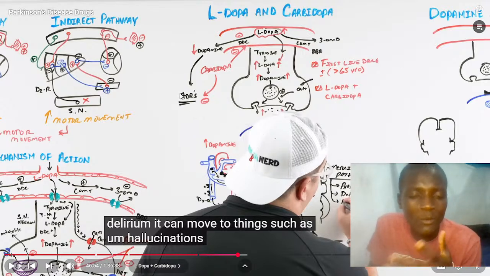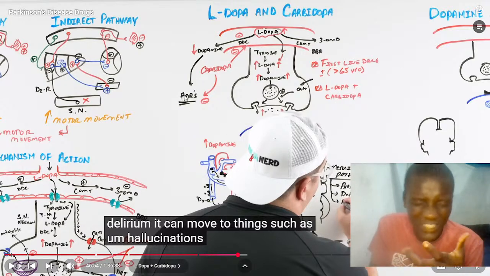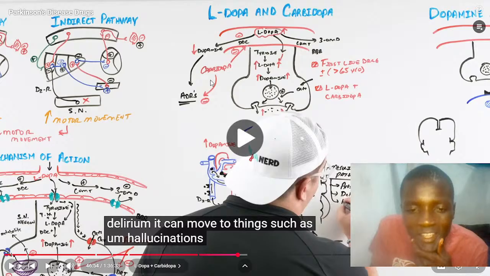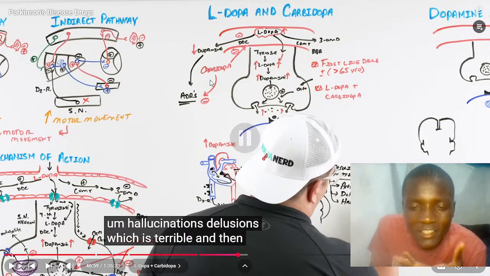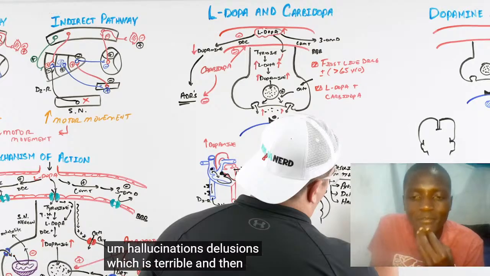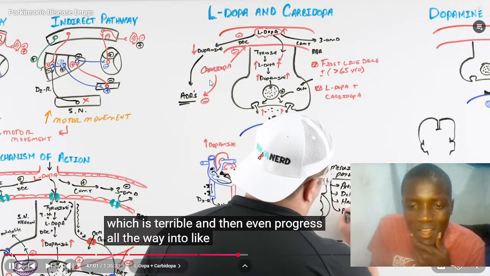Delirium is when you are so angry. Delusions, which is terrible. And then hallucinations, where you are seeing things that are not there. It can even progress all the way into psychosis.